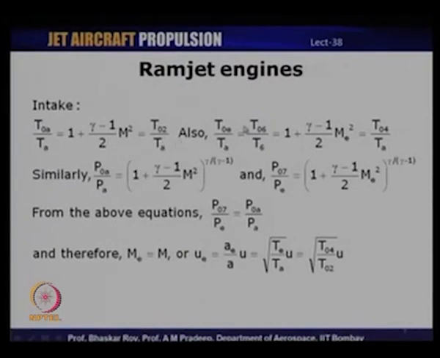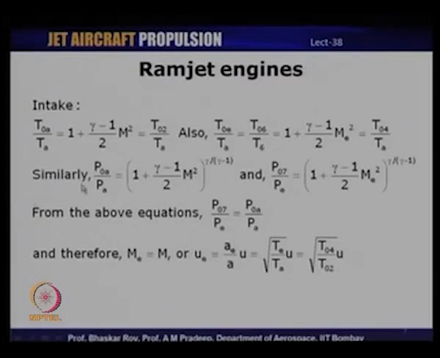Similarly, for the exit, we have T0E by TA is equal to T07 by TE, that is 1 plus gamma minus 1 by 2 ME square, and that is also equal to the nozzle entry temperature, because it is again an adiabatic expansion. So, we have T04 by TA. Similarly, we can also write the pressures. P0A by PA is 1 plus gamma minus 1 by 2 M square raised to gamma by gamma minus 1, and P07 by PE, which is the exit static pressure, is 1 plus gamma minus 1 by 2 ME square raised to gamma by gamma minus 1.